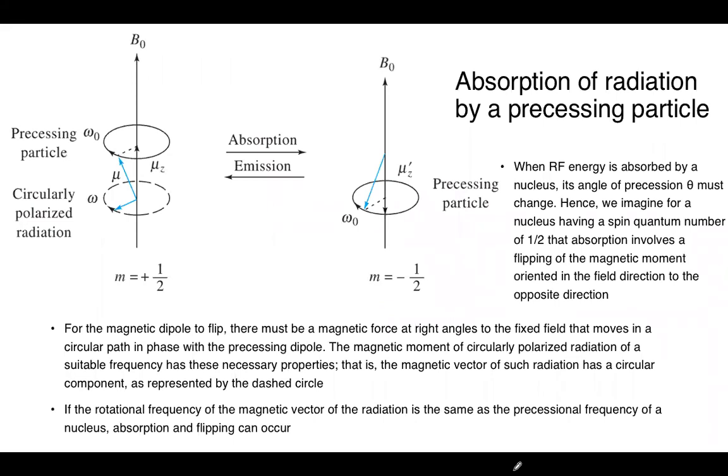Okay, so how does the process of this absorption happen by the precessing particle? We've already established that by placing a nucleus in a magnetic field, we can get this separation of energy levels. That's just an assumption, and it's a phenomenon which can be observed. There's no other way about it. We can observe it.